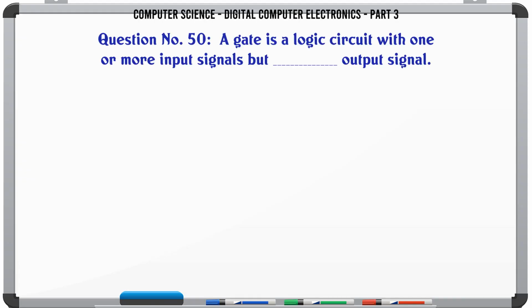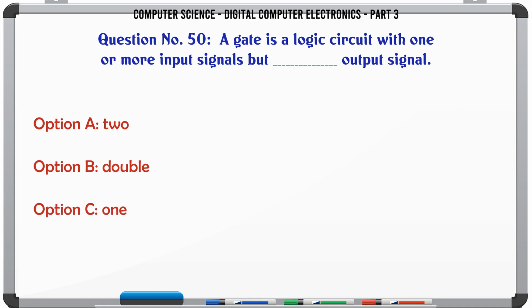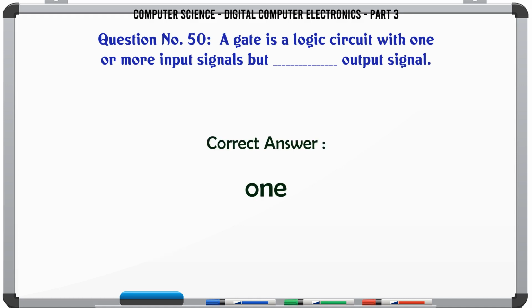A gate is a logic circuit with one or more input signals but blank output signal. A. 2. B. Double. C. 1. D. More than 1. The correct answer is 1.